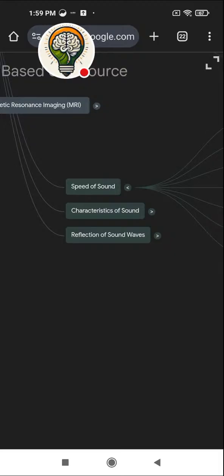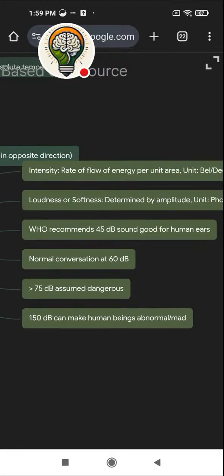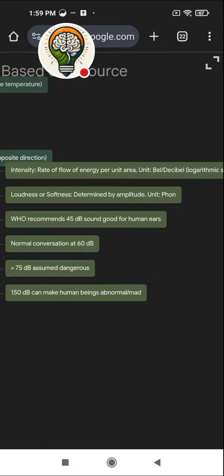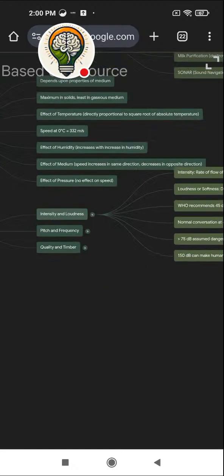Then the characteristics of sound: intensity and loudness. Intensity is the rate of flow of energy per unit area, unit is bel or decibel, a logarithmic scale. Loudness and softness are determined by amplitude, unit phon. WHO recommends 54 dB sound as good for the human ear, normal conversation at 60 dB, greater than 75 dB is considered dangerous, and 150 dB can make a human being abnormal and mad.